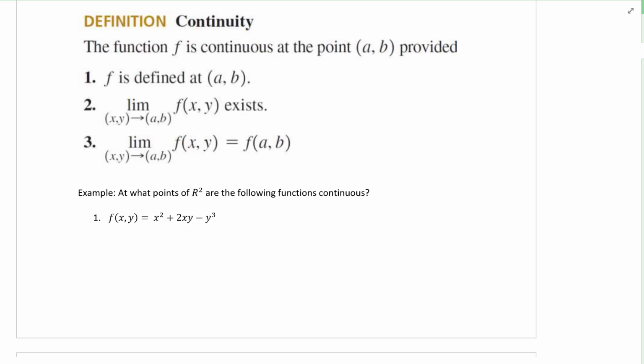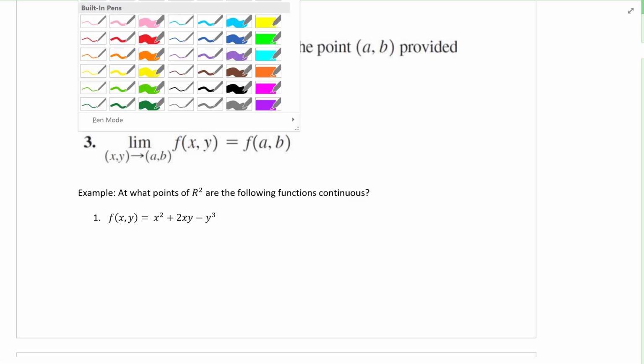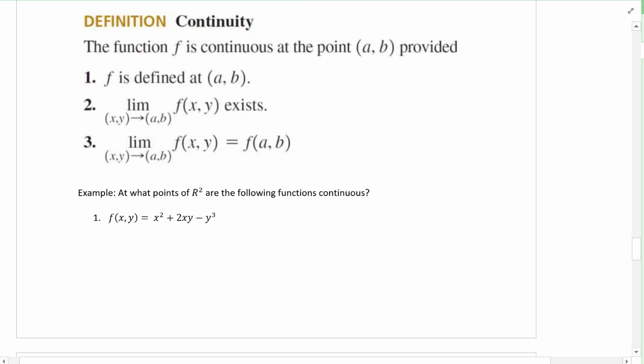We talked about limits, let's talk about continuity. A function f is continuous at a point (a, b) provided that f is defined at (a, b), and the limit as x and y approach (a, b) of f(x, y) exists, and the limit as x approaches a and y approaches b of f(x, y) equals f(a, b). So let's take a look at the problem. At what points of R2 are the functions continuous? We have f(x, y) equals x squared plus 2xy minus y squared.